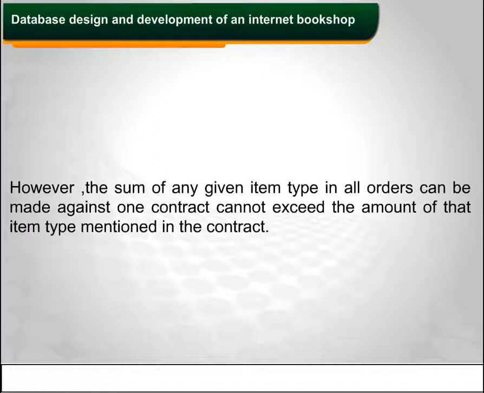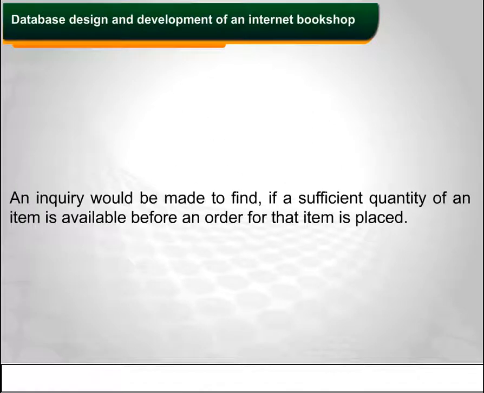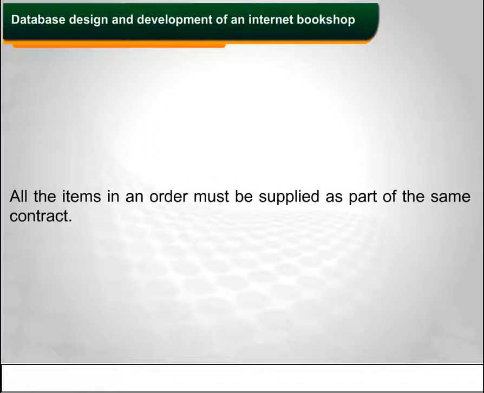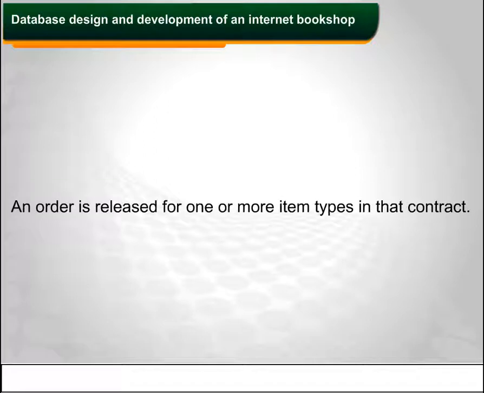However, the sum of any given item type in all orders that can be made against one contract cannot exceed the amount of that item type mentioned in the contract. An inquiry would be made to find if a sufficient quantity of an item is available before an order for that item is placed. Each order is placed only against one contract and its release is made on behalf of one project. An order is released for one or more item types in that contract.